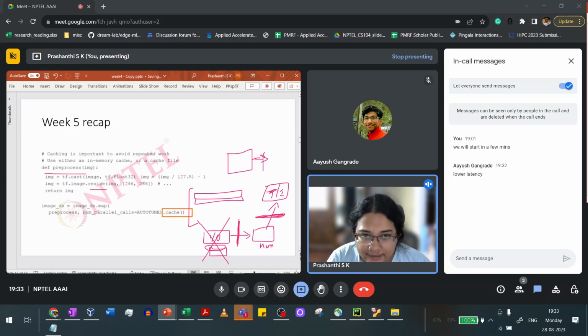But another thing that's very important to consider about caching is whether your pre-processing functions are suitable for caching. I'll give you two examples here. One is something called a random crop. If you take an image, one of the things people do while training a neural network is to crop the image at random places.